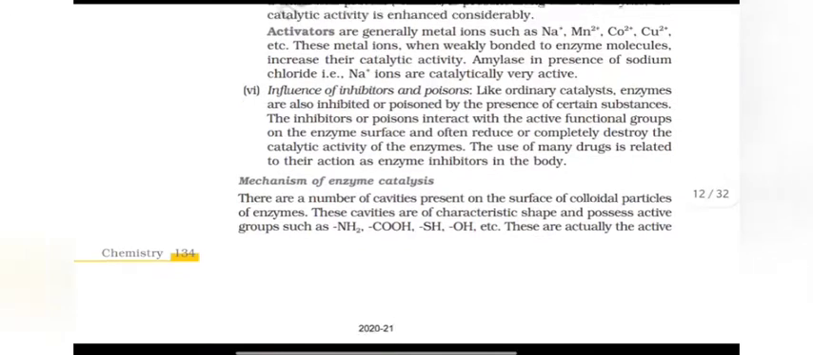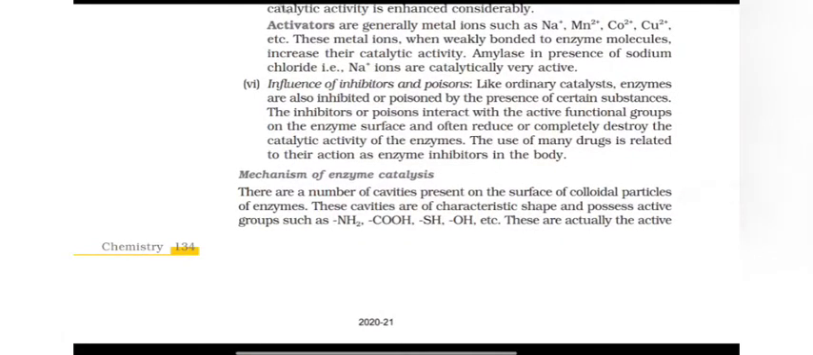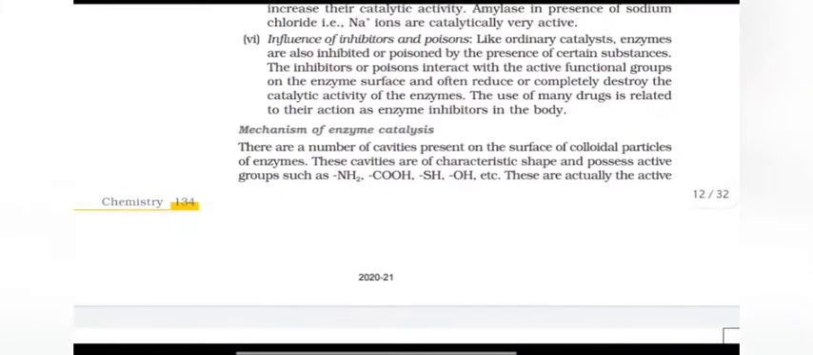Influence of inhibitors and poisons. Like ordinary catalysts, enzymes are also inhibited or poisoned by the presence of certain substances. The inhibitors or poisons interact with the active functional groups on the enzyme surface and often reduce or completely destroy the catalytic activity of the enzymes. The use of many drugs is related to their action as enzyme inhibitors in the body.